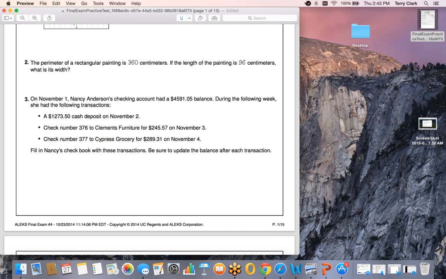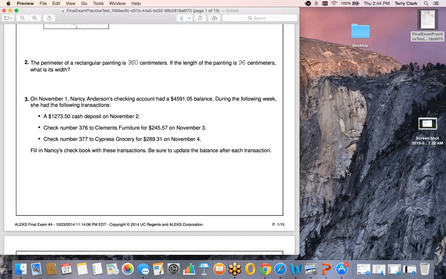Yep, that is correct, Joe. So we'll say P, because that's what we're looking for, the perimeter, equals 2L plus 2W. Okay, so that's our formula. And then what we'll do is fill in all the information that we were provided.